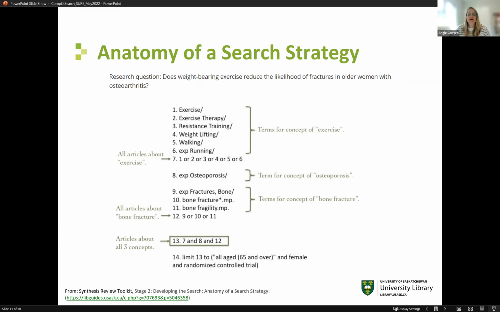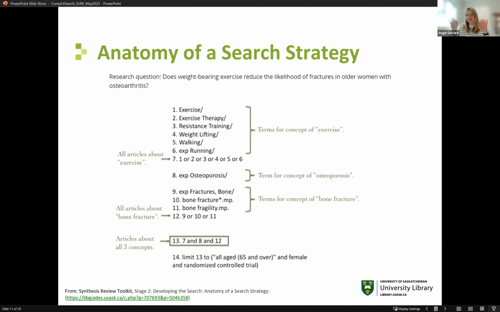So here's an example of a search strategy I just grabbed. And let's see, what is the research question? Does weight-bearing exercise reduce the likelihood of fractures in older women with osteoarthritis? And you can see that the way the person had done this search, and I think this is a Medline search, is that they have their three ideas of exercise, osteoporosis, and bone fractures. The first grouping is the synonyms or ideas for exercise, and you can see they're there, 1 through 6.